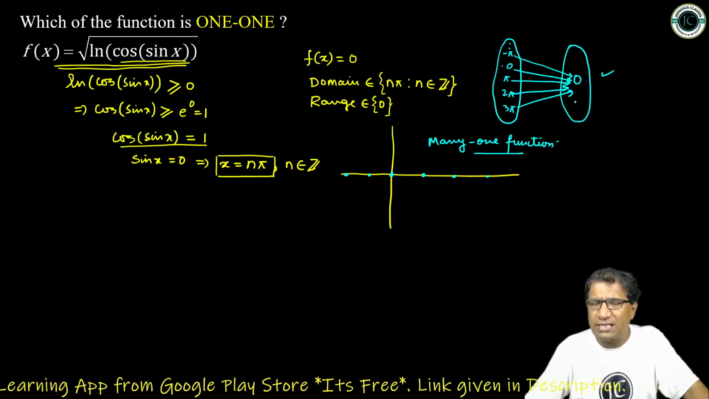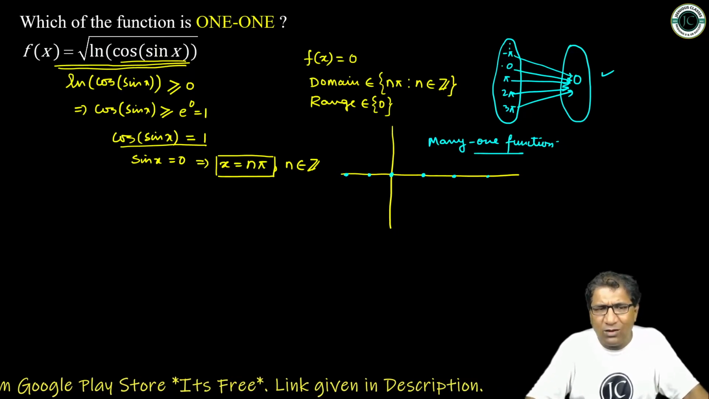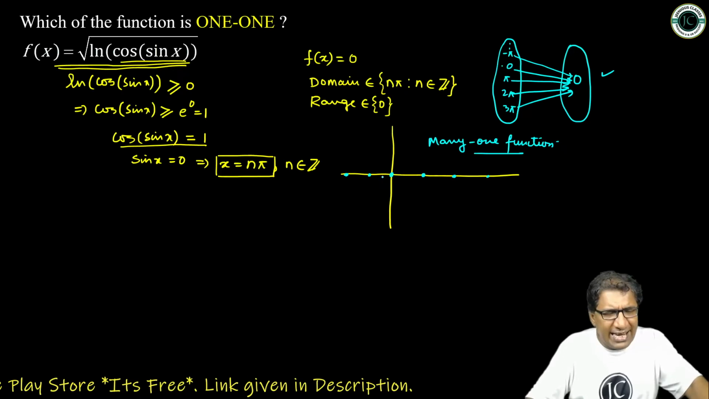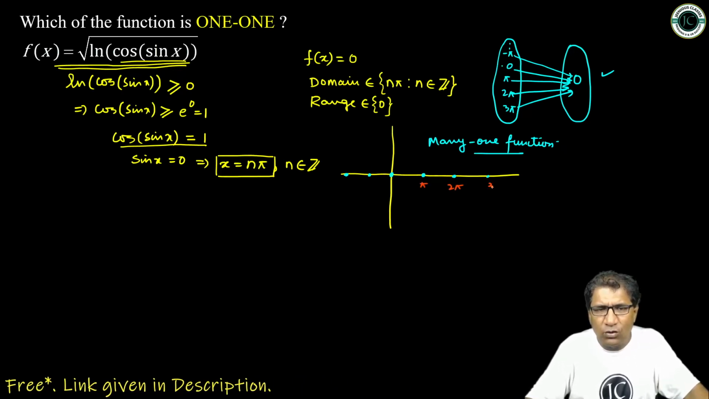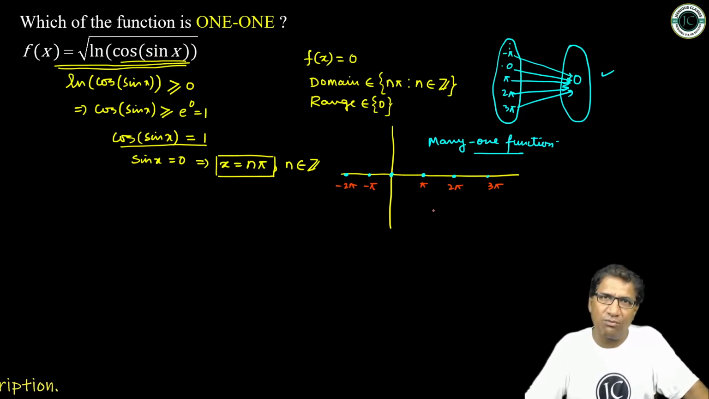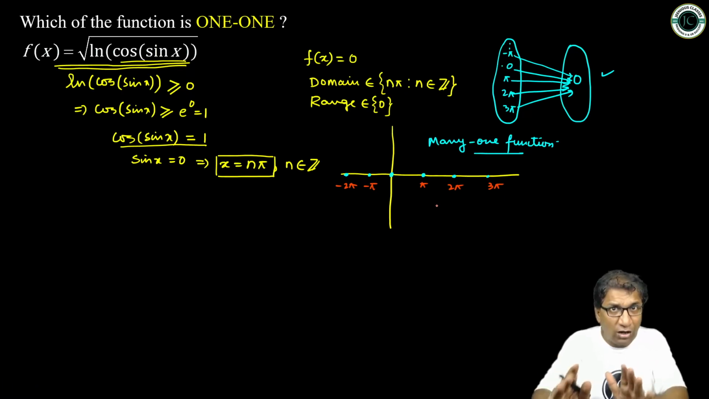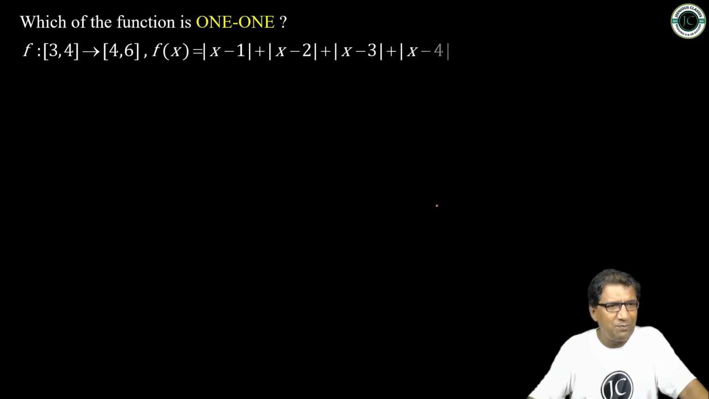Not only from this mapping, you can see it by the graph also that for y equals 0, we are getting a lot of x's like pi, 2 pi, 3 pi. These are all the values of x for which your y becomes 0. Is it clear to all of you? So it is also a many one function. Okay, let me take another one.